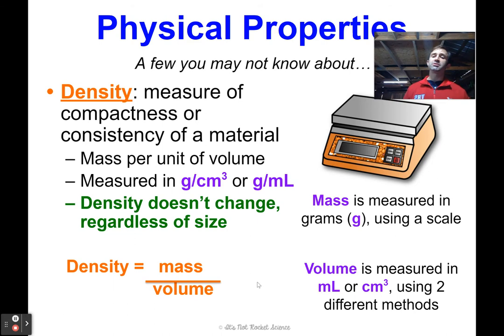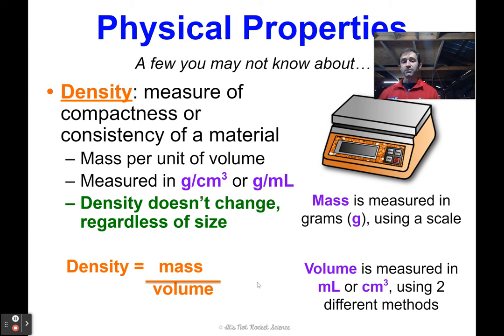So density is a measure of compactness or consistency of a material. Like lead is dense, very, very dense, whereas aluminum is not as dense as lead. Gold is a very dense material. So it's a measure of compactness or consistency of a material. It's mass per unit volume. So the units are grams per centimeter cubed, or grams per milliliter for liquid.